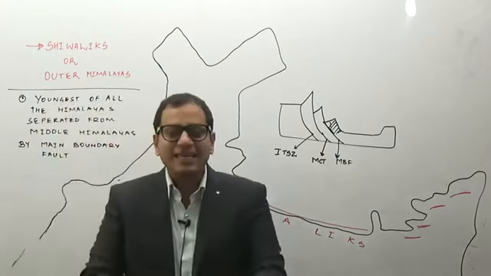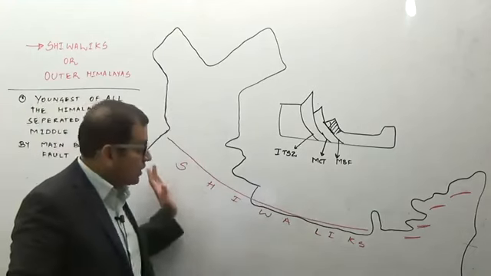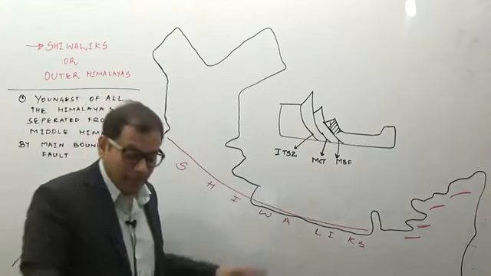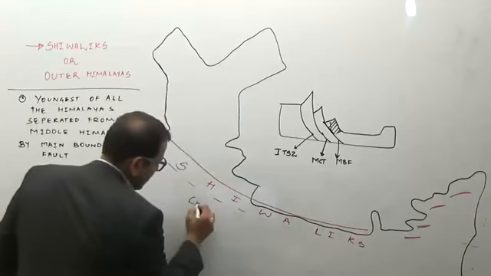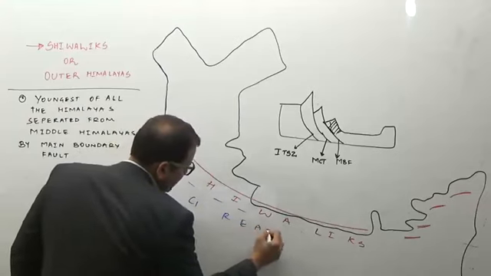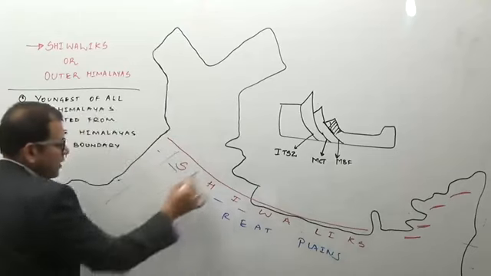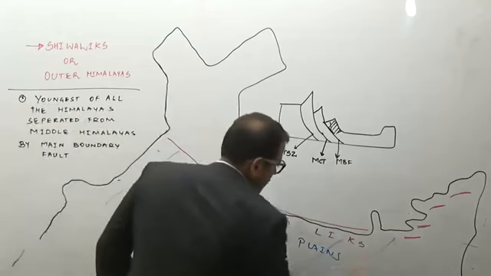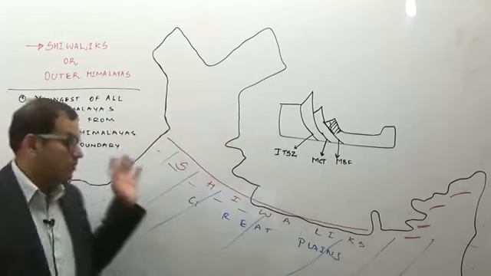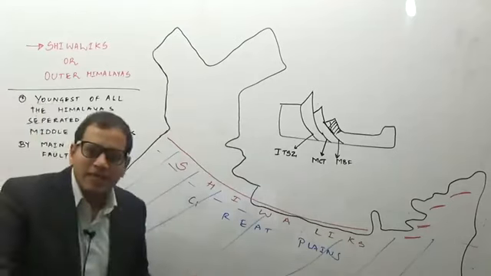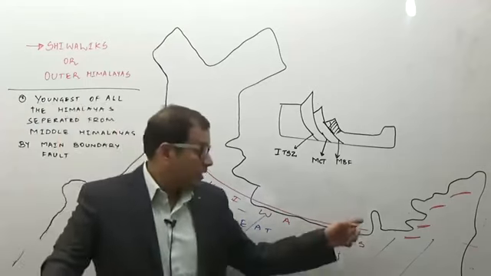Now, as you can see here in the diagram, the Shivaliks are a series of continuous mountain system which run near the boundary of the Great Plains. What starts from here is the Great Plains of India, and all along the Great Plains of India we have the Shivalik mountain system. The Shivaliks are a series of lower hills having lesser height, which run continuous until river Tista.